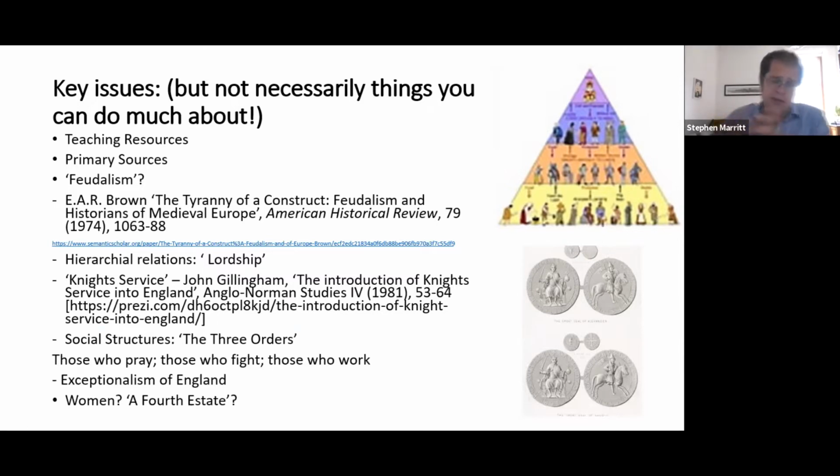So what historians started to argue in the 80s, and still do, is that feudalism as a structure doesn't really allow for a place for women. And as I say, I'm not sure yet that the higher course spec allows for that either. So they're kind of big key issues, I think, that are worth being aware of when you're teaching this topic.